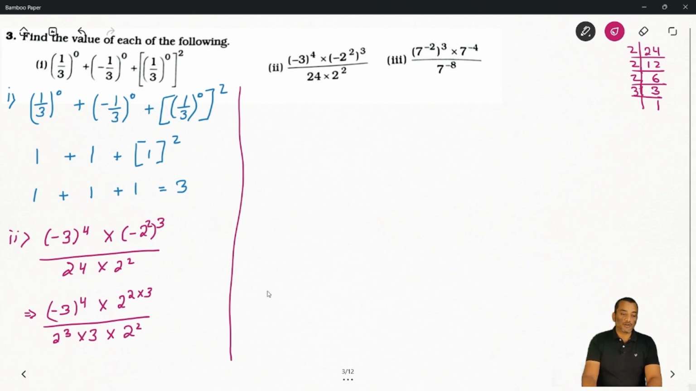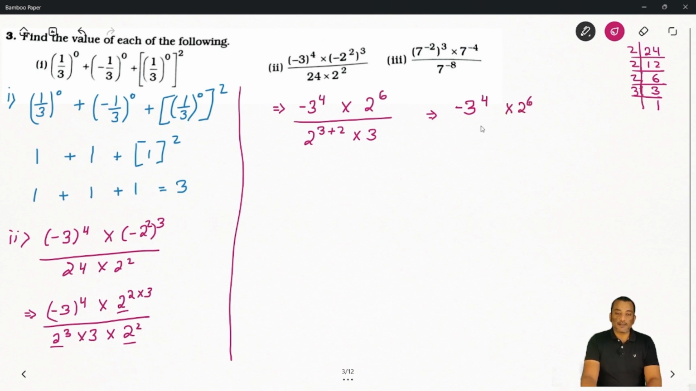Now based on that, we can say this one is equal to negative 3 whole power 4 by, and you can say base 2 is here and in the denominator also, so we can say 2 to power 6, and in the denominator 2 to power 3 plus 2 times 3. So you will get how much? This one you will get here negative 3 to power 4 times 2 to power 6 by 2 to power 5 times 3.